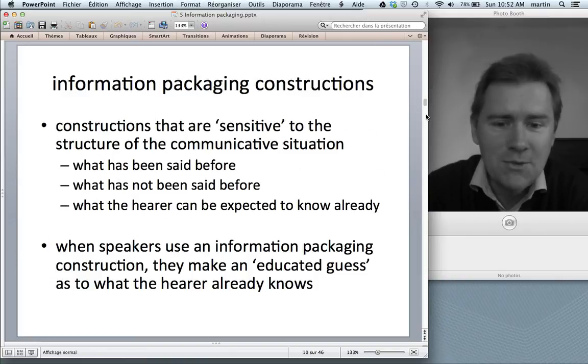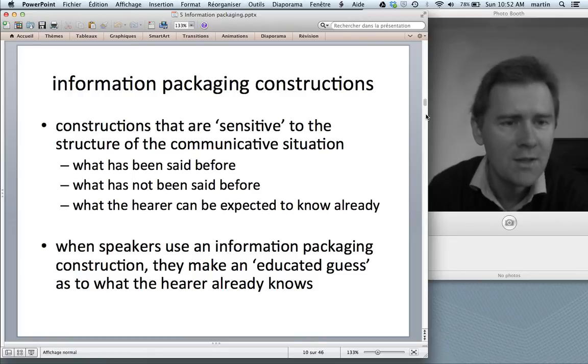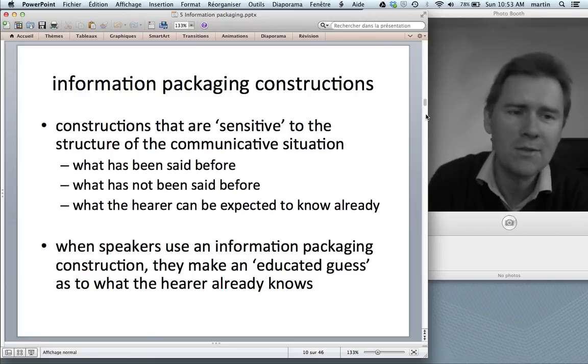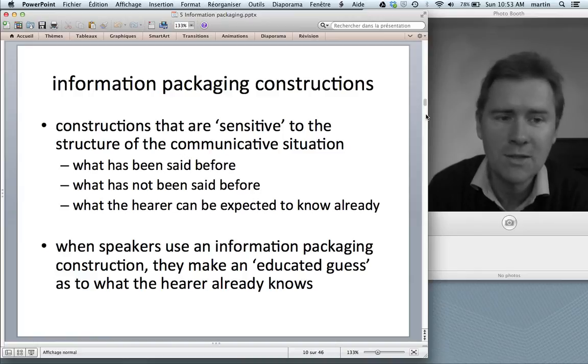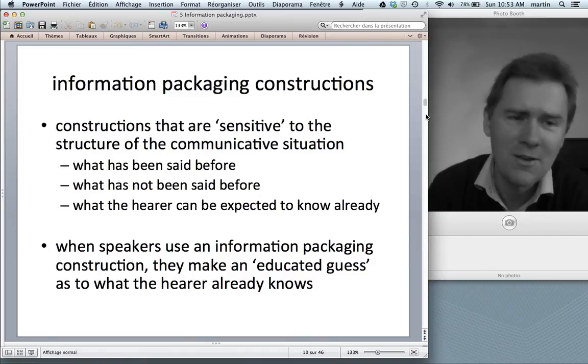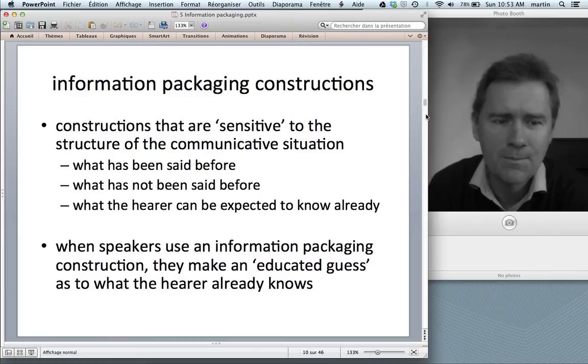When speakers use an information packaging construction, such as a WH-cleft, they make an educated guess as to what the hearer already knows. You engage in some sort of mind reading, and that's not a hocus-pocus activity, that's a very pedestrian, commonsensical way to interact with your fellow human beings. And if people fail to make reasonable assumptions about what you know, you think, oh God, what is wrong with them? Or you think, well, they're really impolite. But more often you will think something is seriously wrong with them.